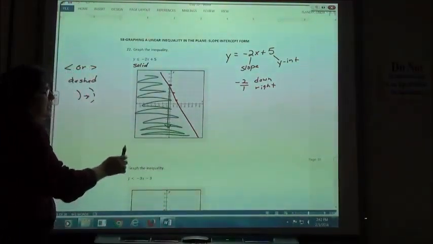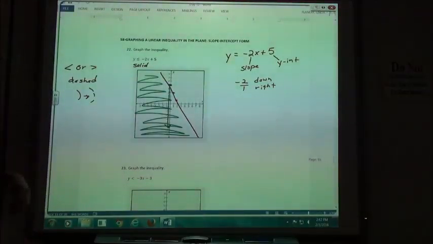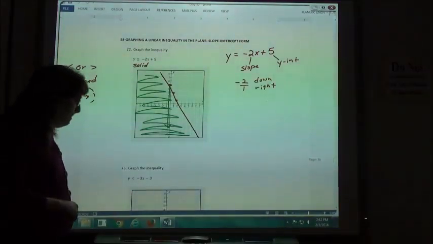On ALEKS, you just hit the little tool, click anywhere in that section, it puts a whole bunch of little dots in there and shades it for you. So it should look something sort of like that.